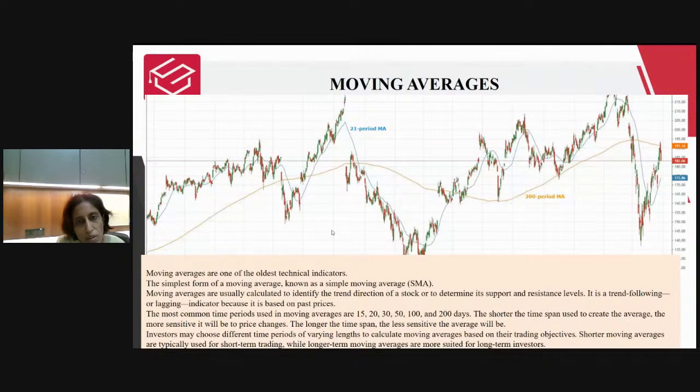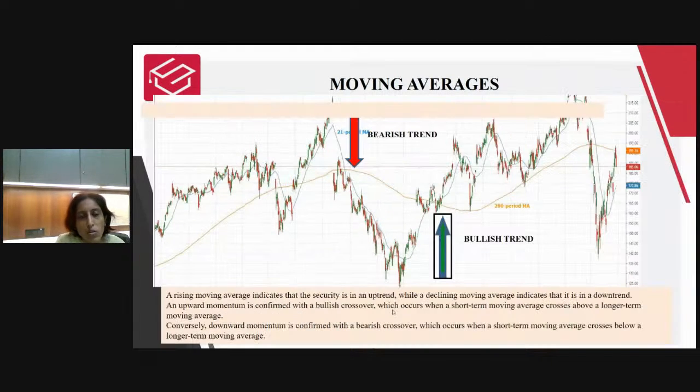A shorter duration is more fitted for the traders, whereas a longer time moving average, say 150 or 200 days, is more suited for the investors. So the longer the time span, the less sensitive the average will be. Investors may choose any varying lengths depending upon their trading activities. The moving average reflects the overall trend in the market.